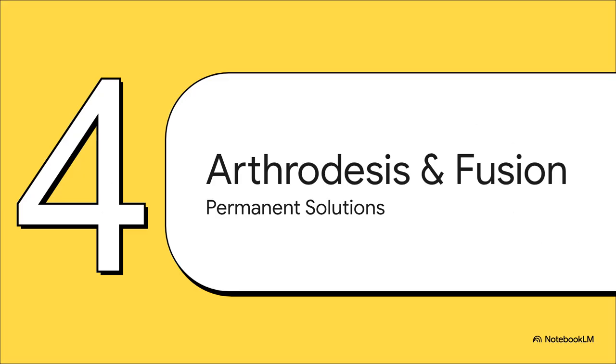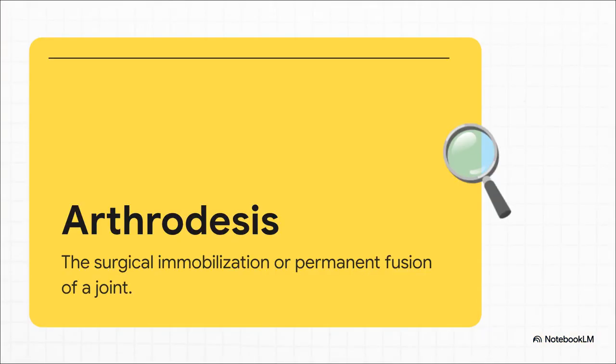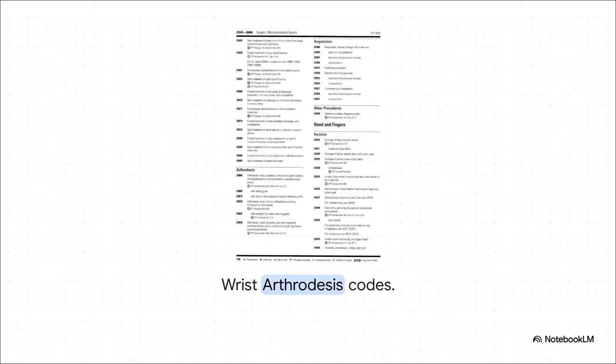Section 4. Arthrodesis or wrist fusion. The big vocabulary word we need to master here is arthrodesis. For beginners, arthrodesis simply means the surgical immobilization or the permanent locking together of a joint. The surgeon intentionally goes in, removes the cartilage, and fuses the bones together so that joint can literally never bend again. When we look at the CPT book, you'll see how it classifies this permanence.